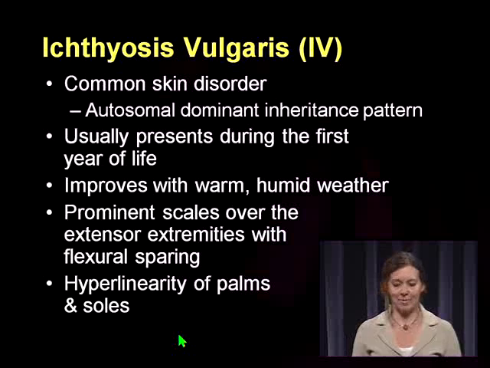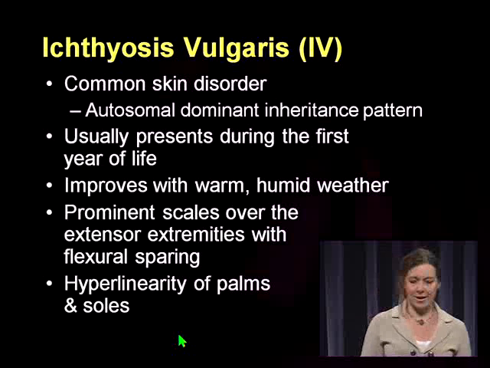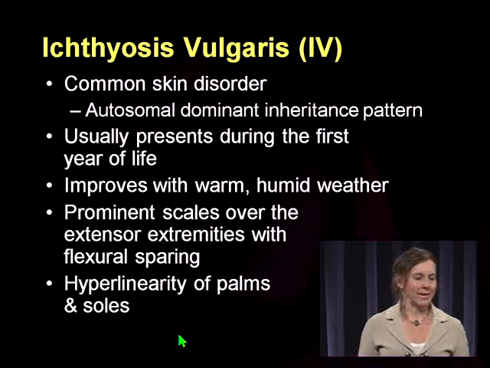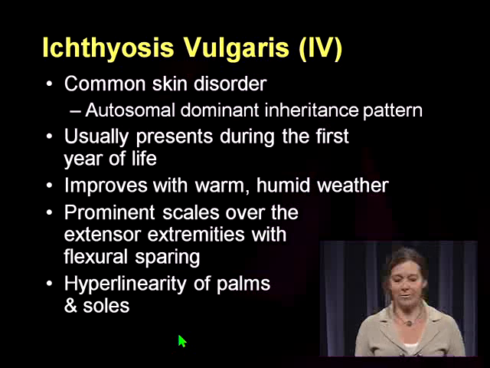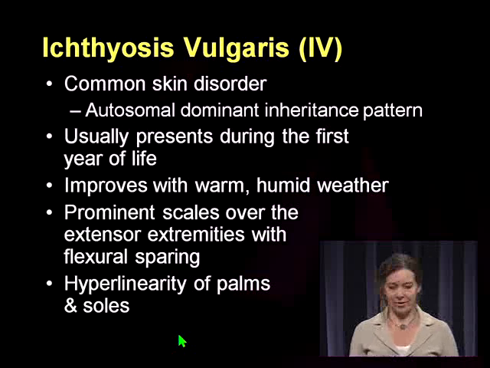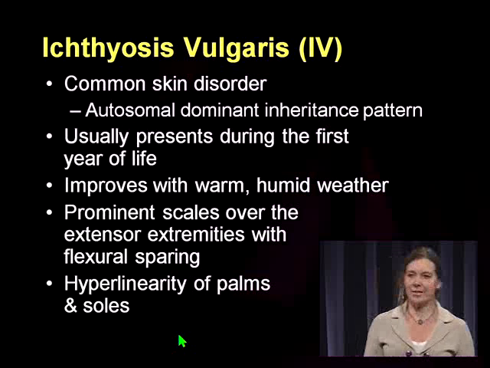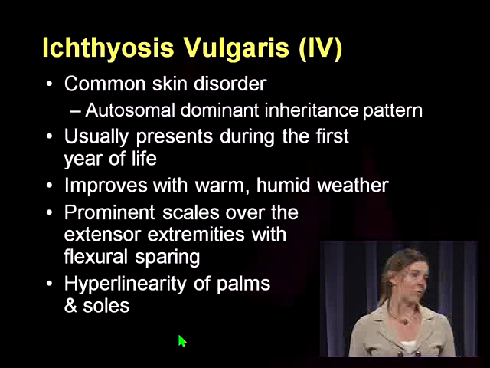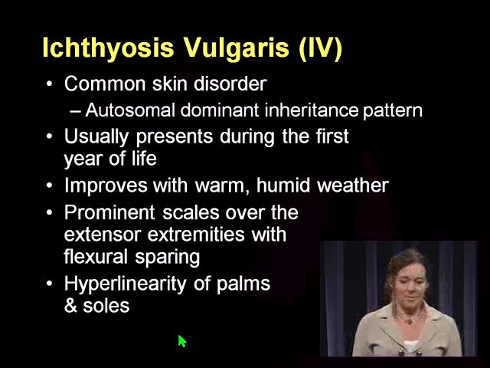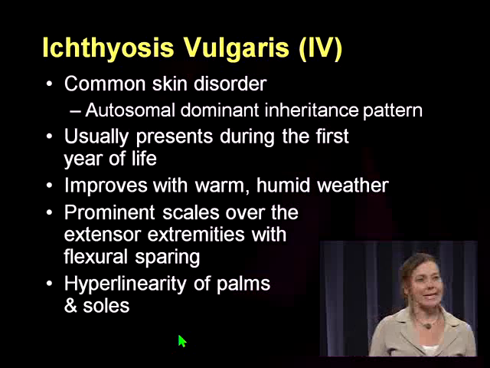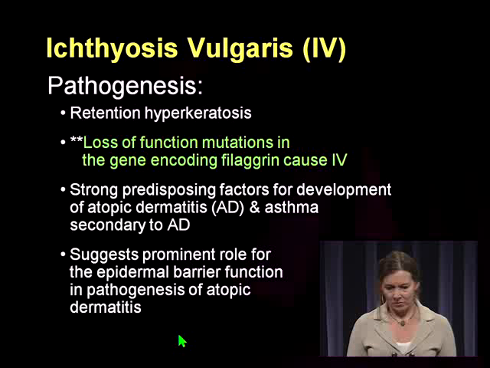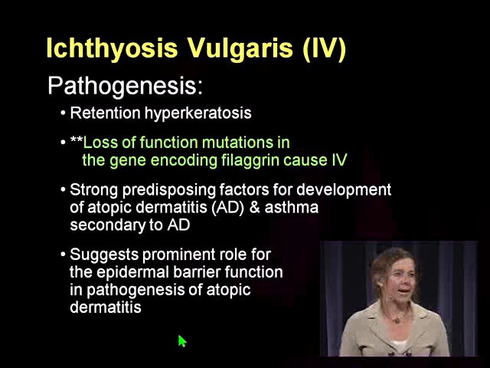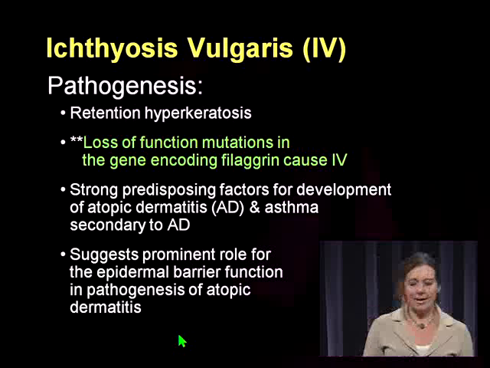It usually presents in the first year of life, and this often varies a lot depending on the climate and where the patient lives. It tends to get much better with warm, humid weather. These patients will tend to have very pronounced scales, particularly over the extensor extremities with sparing of the flexural surfaces. Another helpful clue is if you look at their palms and soles, you'll often see that they have hyperlinearity of those surfaces. And similar to atopic dermatitis, it appears that this condition is due to loss of function mutations in the filaggrin gene.